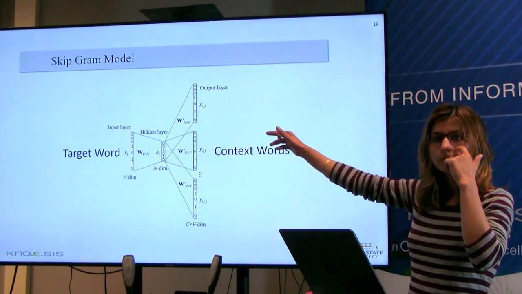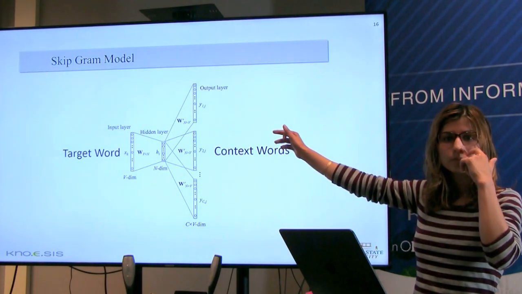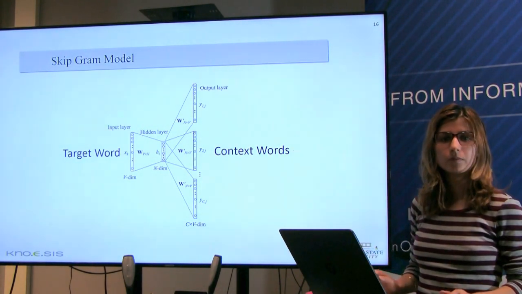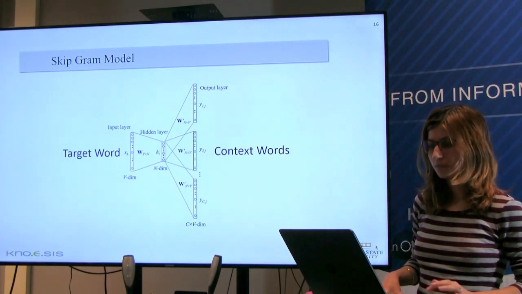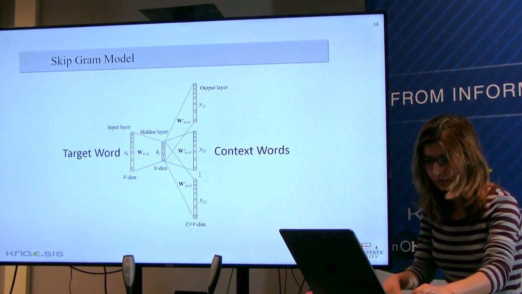Monireh, if you can show them that web application, the word2vec one. Yeah, which one? The one you shared.